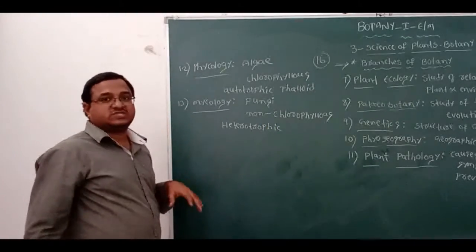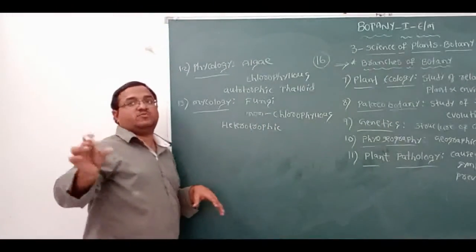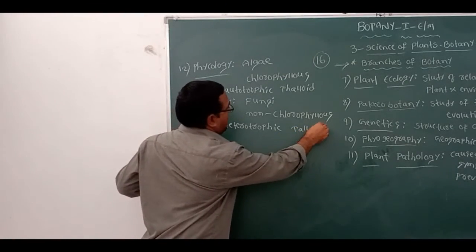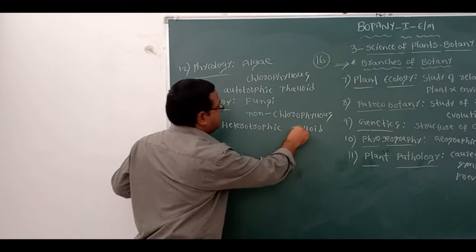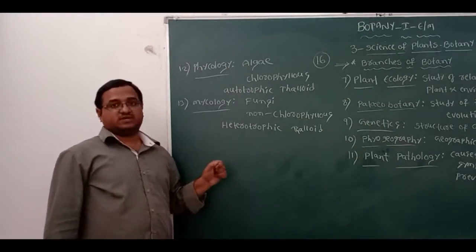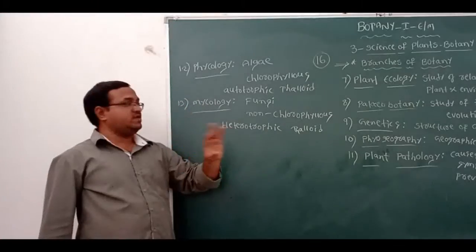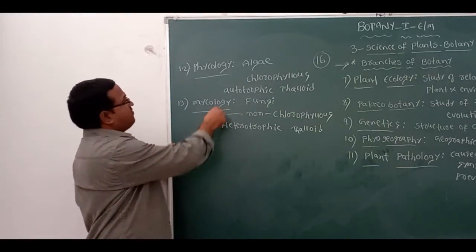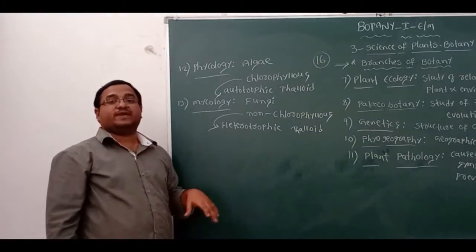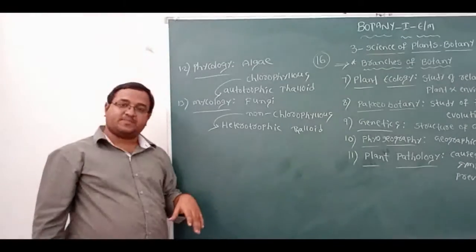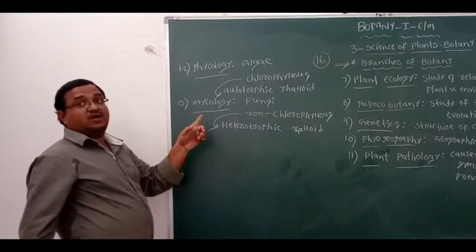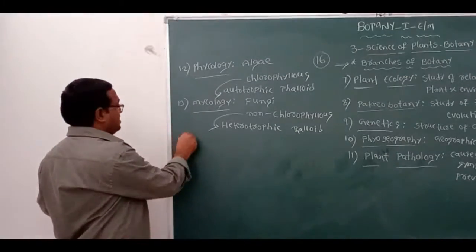The plant body is thalloid, just only the vegetative body. Non-chlorophyll, there is no chlorophyll. That's why we call them heterotrophs. Chlorophyll means autotroph, which can prepare its own food. No chlorophyll means heterotroph, depending on other organisms. Some are saprophytes, some are parasites, like that. So the study of fungi is called mycology. Next, 14th one, lichenology.